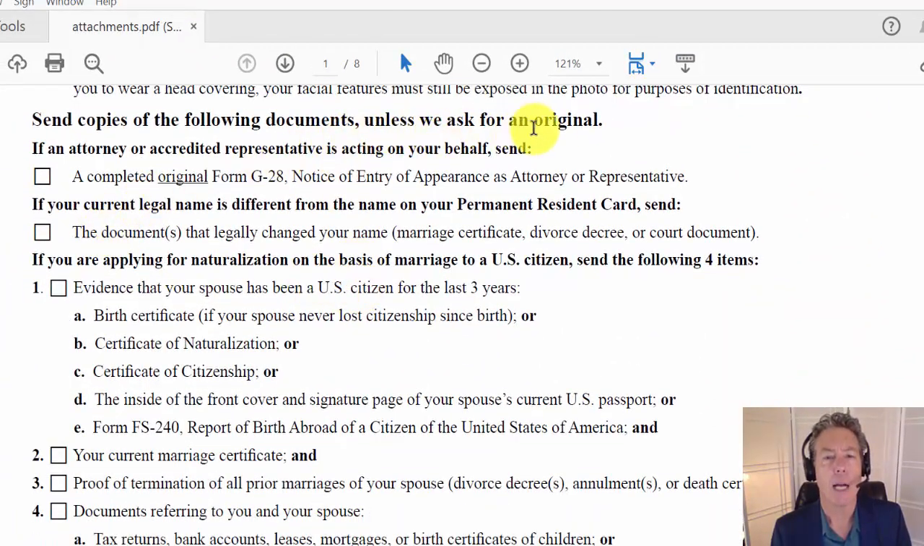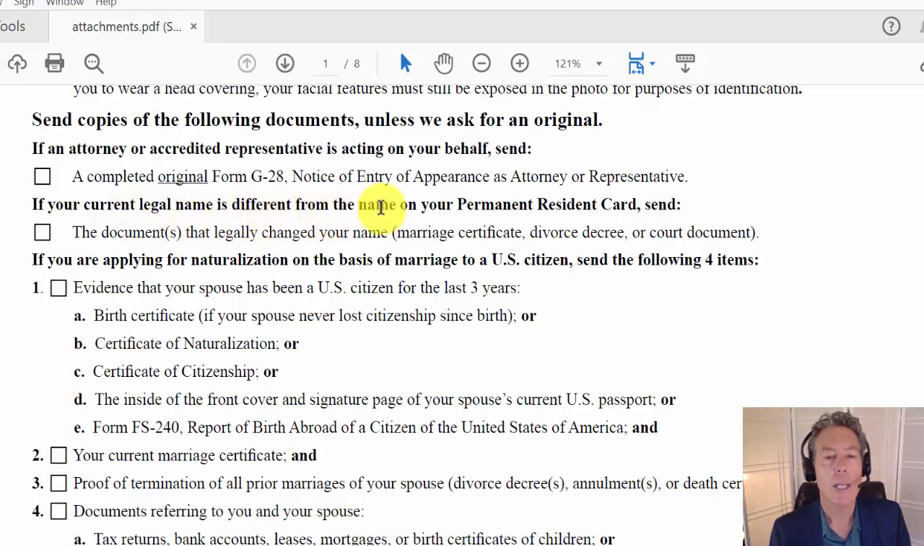Send copies of the following documents unless we ask for an original. A lot of people want to send their originals or are concerned about that, so we're just talking about nice, clean copies. If an attorney or accredited representative is acting on your behalf, send a completed G-28. Well, when I'm representing someone for an N400, I'll always include my G-28 on that.